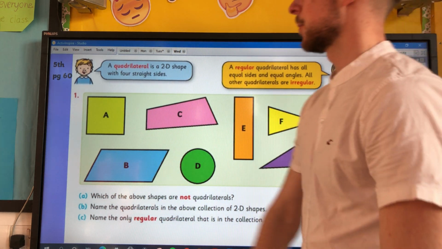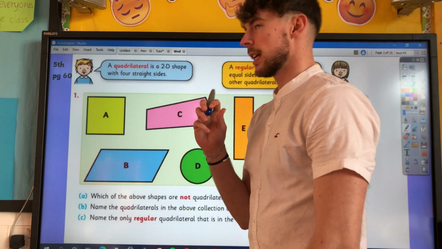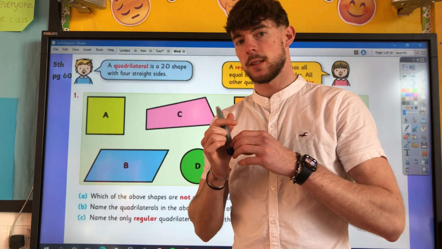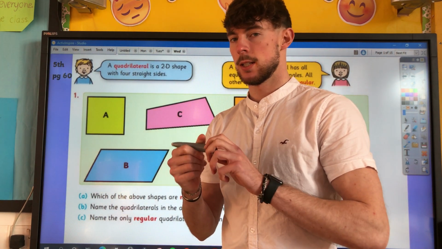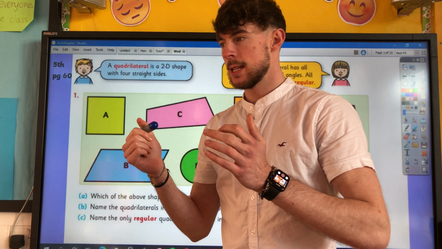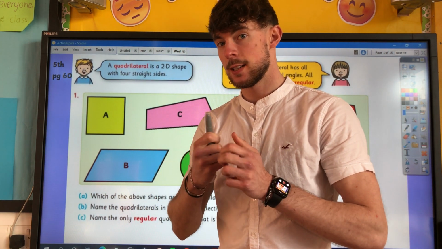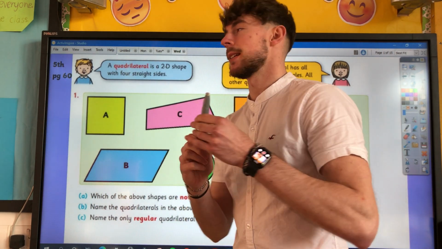Okay, so fifth class, open up your books on page 60. Today we're talking about quadrilaterals, right? A quadrilateral is a 2D shape with 4 straight sides. So is a circle a quadrilateral? No. Is a semicircle a quadrilateral? No. It has to have 4 straight sides. That's where quad comes from. So quadrilateral, 4 straight sides, right?